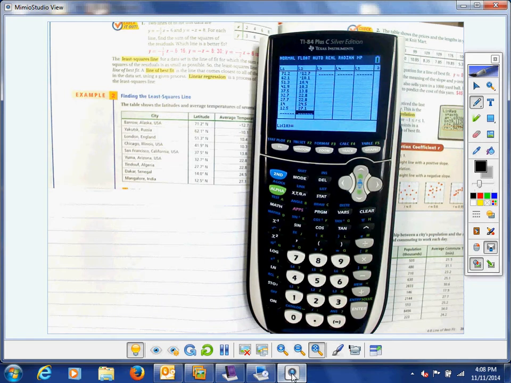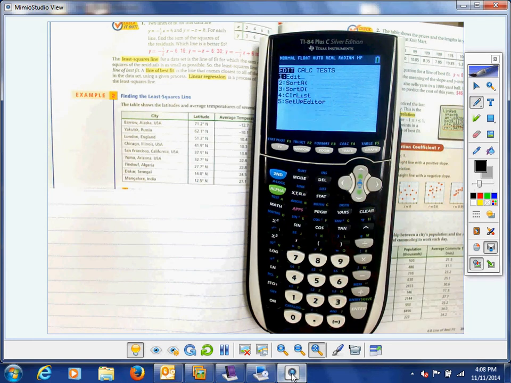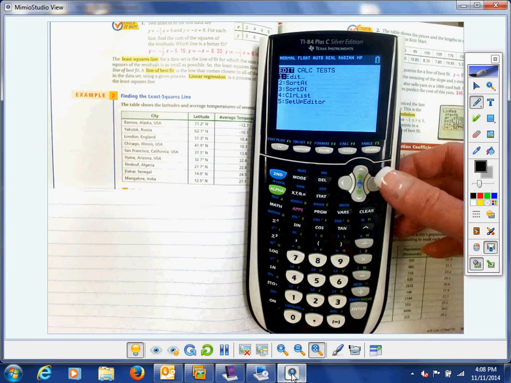Okay, now what we're ready to do now, we use stat and edit to put the numbers in, to input the data. Now we want the calculator to tell us the equation for the line of best fit. So this is what you're going to do. You're going to hit stat again. And now we're done editing, so we're not going to edit again. All the information's in there.